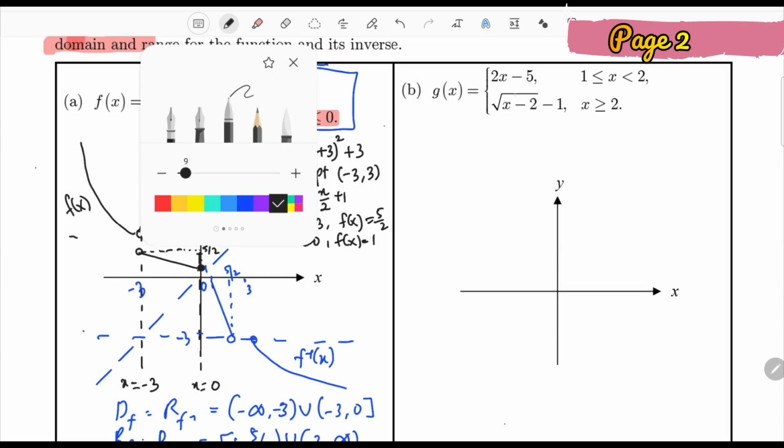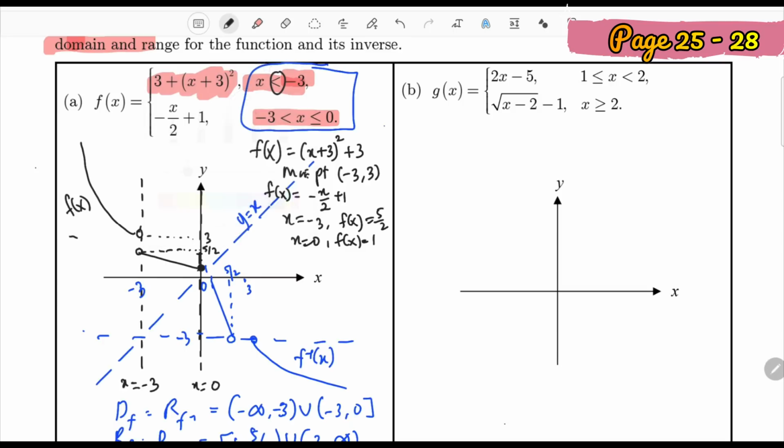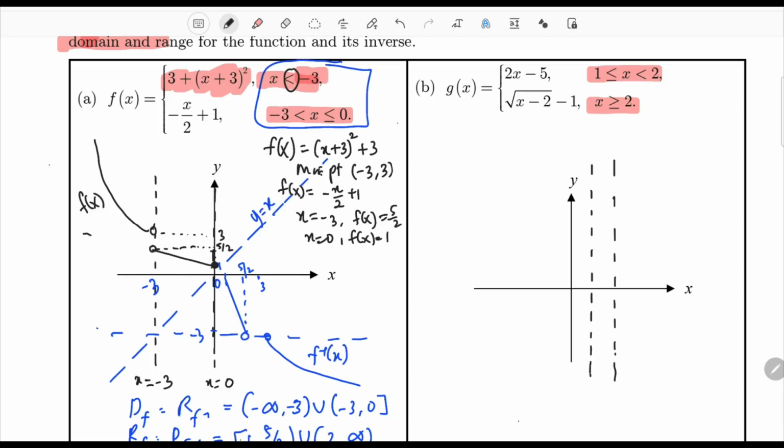Part B, g(x) equals 2x minus 5 when x is less than 2 and greater than or equal to 1. And then square root of x minus 2, minus 1 when x is greater than or equal to 2. Okay, so first things first, we need to draw the line x equal to 1 and x equal to 2 first. So this is your line x equal to 1 and then x equal to 2.